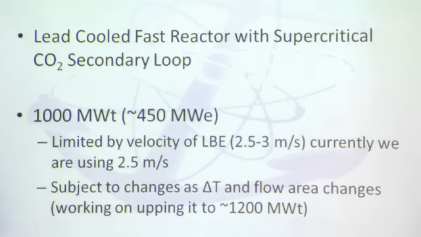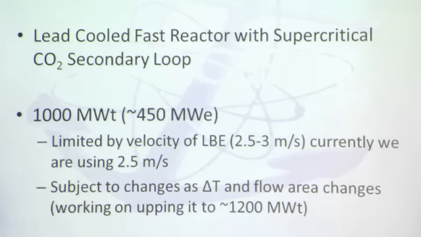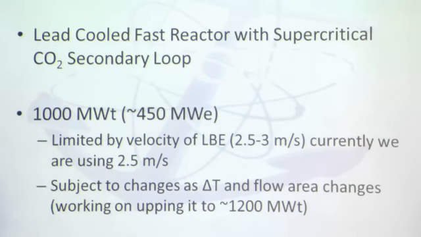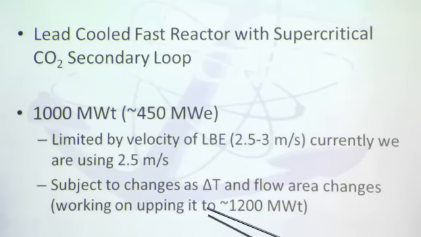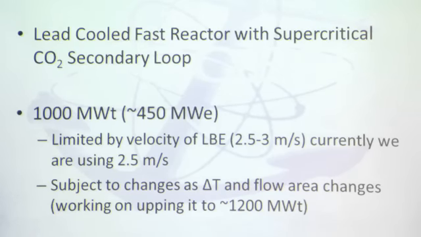This is mainly limited by the velocity of our coolant, the LBE. Beyond about 2.5 meters per second, there's a serious degradation and corrosion of the claddings that the LBE comes in contact with. So we are limited to 2.5 meters per second as a result. This is also subject to change as our delta T and flow area change. We'd like to get it up to 1,200 megawatt thermal because that'll give us roughly 500 megawatt electric with some room for the process heat folks to take something. And that's what we'd like to get to.